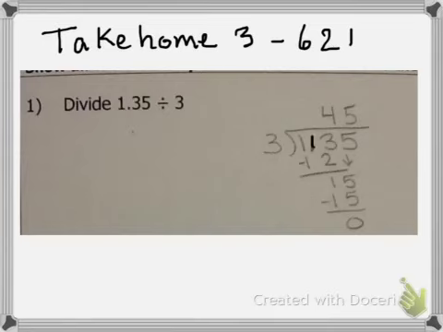The last step is going to be to bring this decimal point up into the quotient, and it comes straight up into the answer before the 4, and I'm going to add a 0 as a placeholder to show that there are no whole numbers. So our quotient is 45 hundredths.